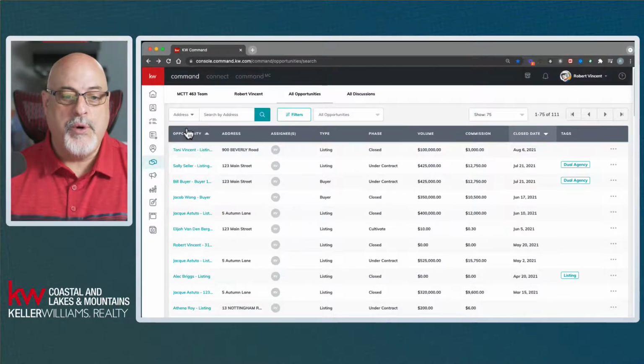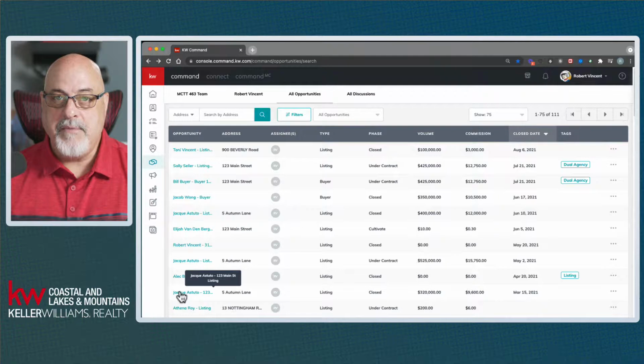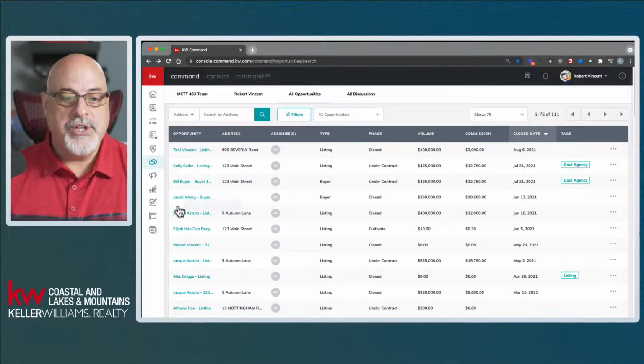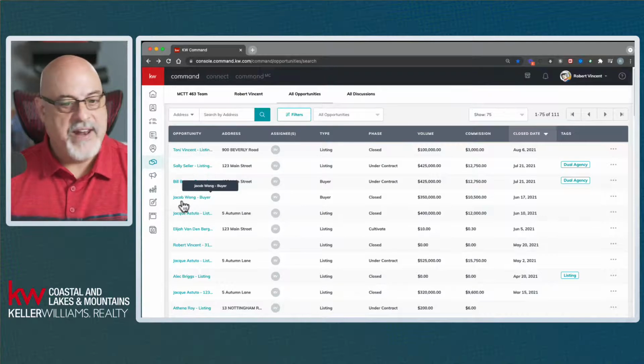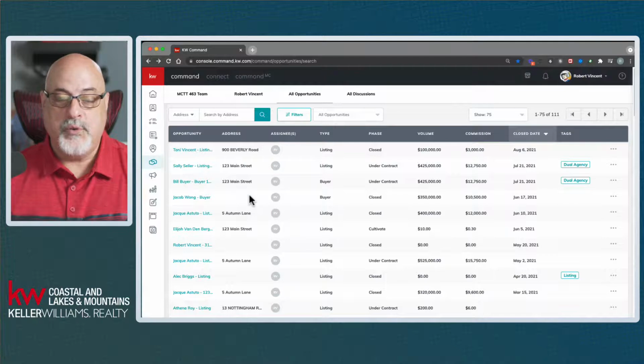Remember, the search always defaults to address. So if you type in an address and you're thinking that it's going to look in the opportunity name field, it is not. It is looking here. So Jacob Wong here doesn't have an address in either place. So if I know that this is 123 Main Street here, if I search for 123 Main Street, this guy's not coming up anywhere. So you've got to make sure that the information is in the details so that you can find it. Next up is, of course, the search. Next to that is the filter.